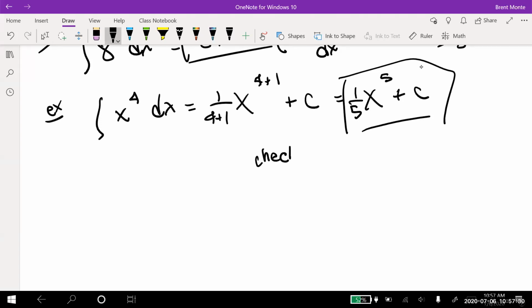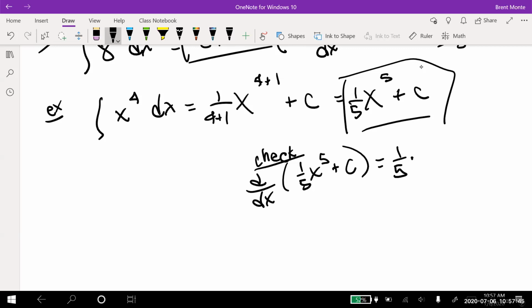I'm not often going to show the check, but if I take the derivative of what I have as my answer, I should, in fact, get back to what I was taking the antiderivative of. And remember, that 1/5 is a constant multiple. It stays. I bring the 5 down, and then I go x to the 4th plus 0. And, of course, that's why I had the 1/5. It's going to cancel that 5. I just get x to the 4th. So, again, it does check real easily. Okay.